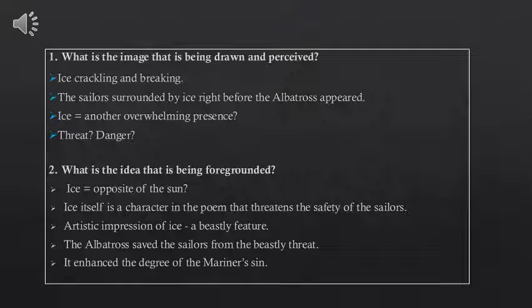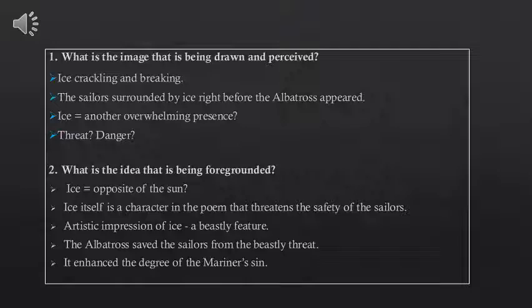So it can be the opposite of the sun. So as the sun or the brightness is in decline, that is when the ice started to crackle. So the ice itself is a character in the poem that threatens the safety of the sailors. So that is the artistic impression of it. It has this very beastly feature.